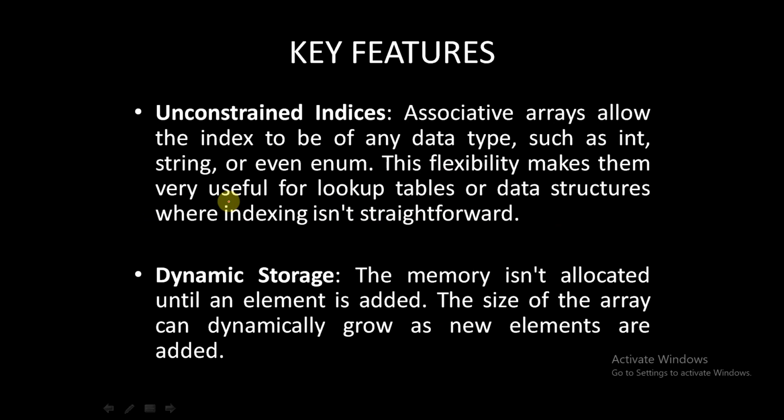Now, coming to the key features, the first feature is unconstrained indices. Associative arrays allow the index to be of any data type, such as int, string, or enum. I'm not sure about enum. This flexibility makes them very useful for lookup tables or data structures where indexing isn't straightforward. And coming to the next, dynamic storage: the memory isn't allocated until an element is added.